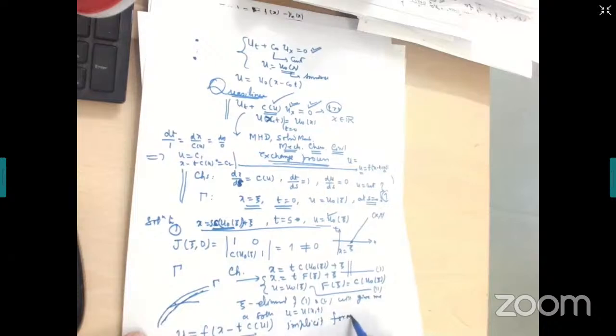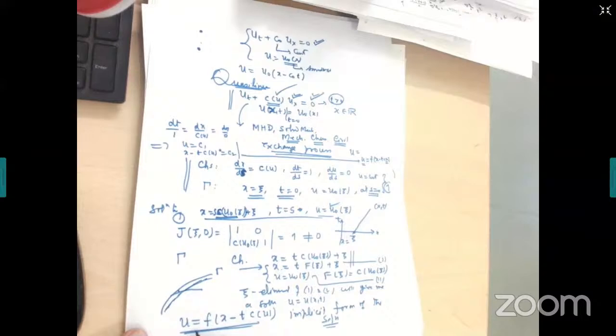Implicit form of this solution. Now the question is this: is it possible to find u as a function of x and t from here, which is of class C1? Make use of the implicit function theorem.